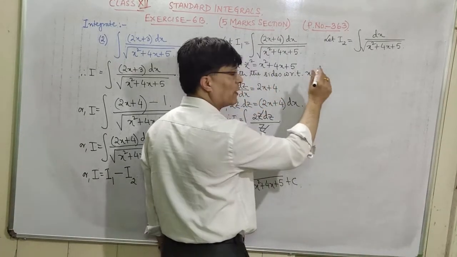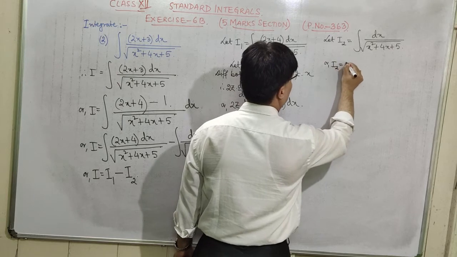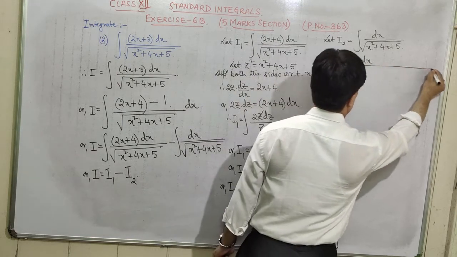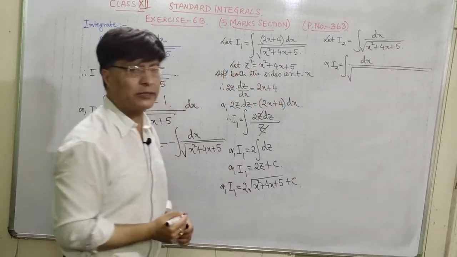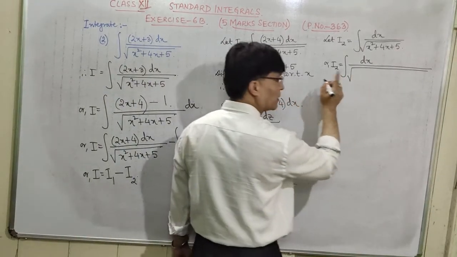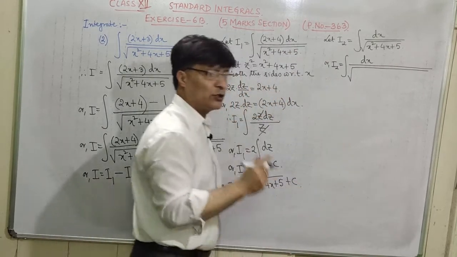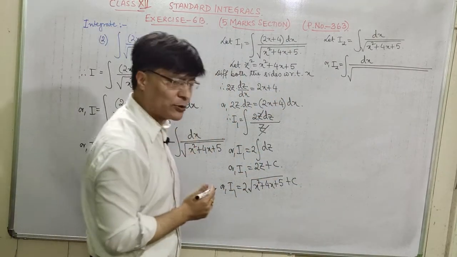So let us convert into perfect square form now. So I2 is equal to the integration of dx divided by the square root. Now, the coefficient of x square here is already positive 1. First of all, the coefficient of x square should be positive 1, so it is already positive 1.